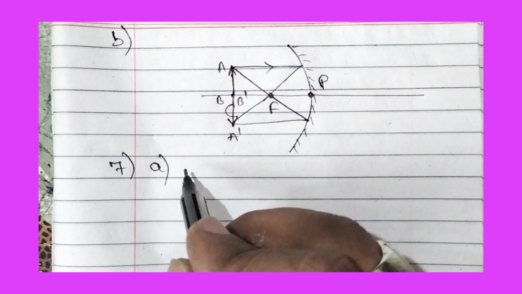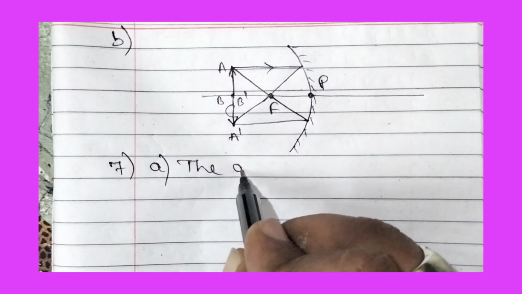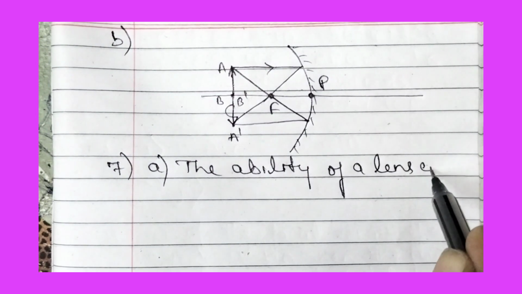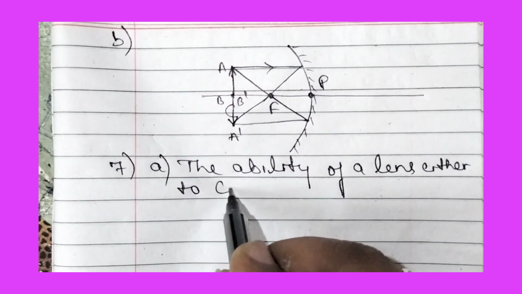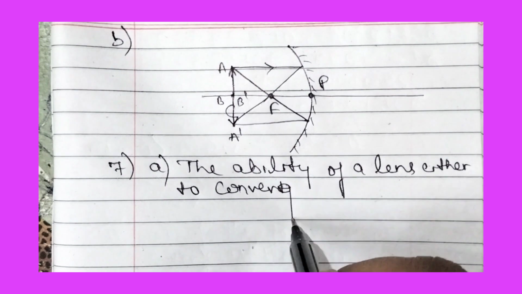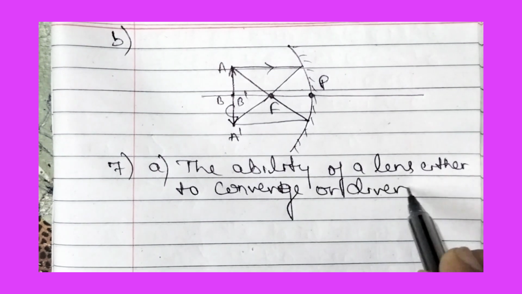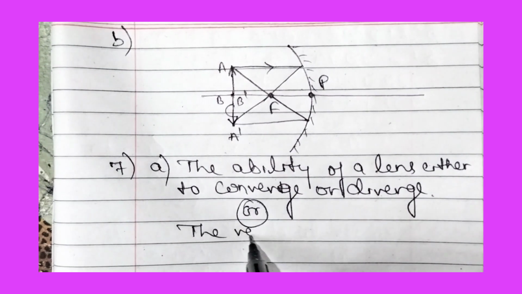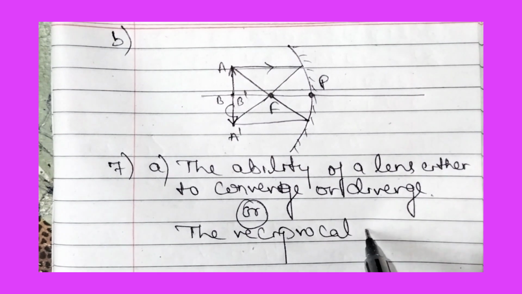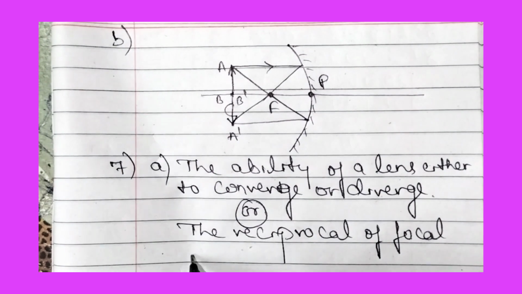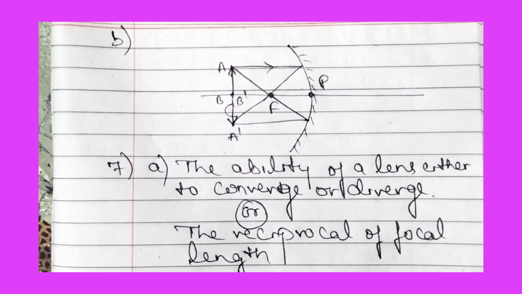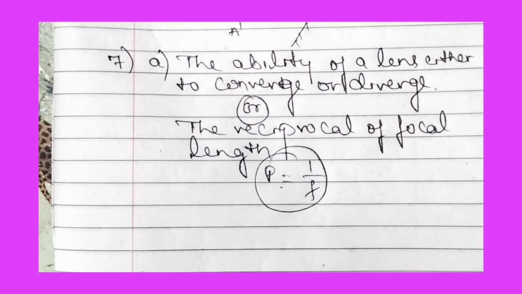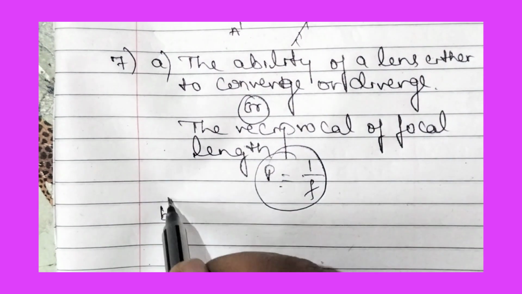Power of lens can be defined in two ways. One is the ability of a lens either to converge or diverge. Or it can also be defined as the reciprocal of focal length. The reciprocal of focal length is called power of lens. So power of lens is equal to 1 by f. Then they have given one more question. This is A, and now let us move to B.